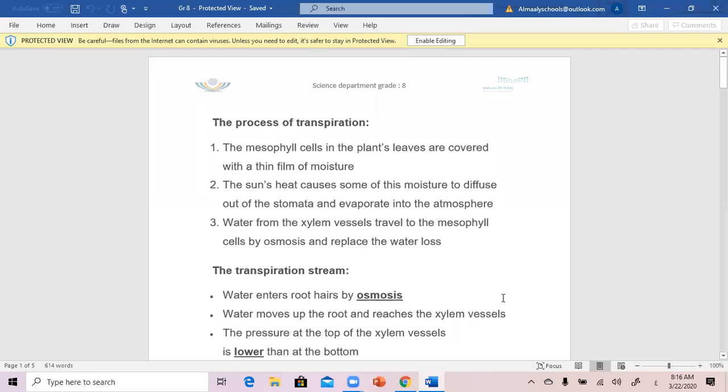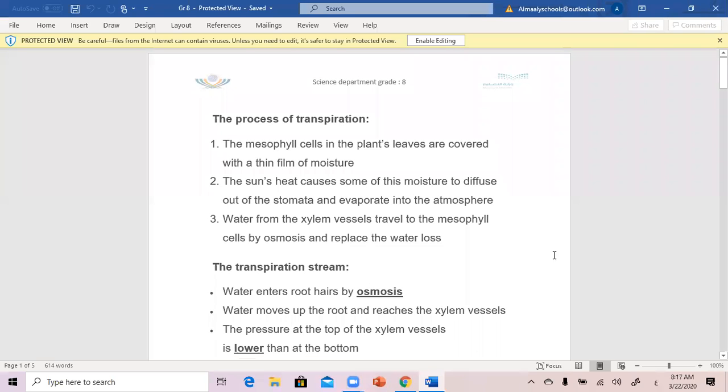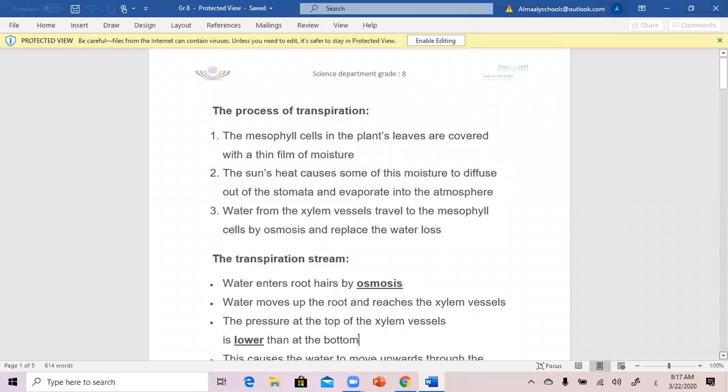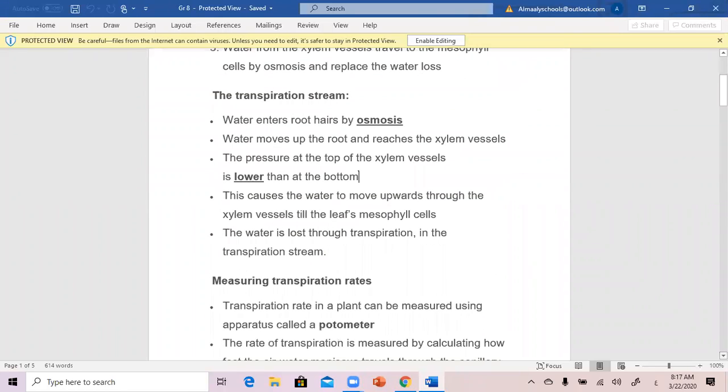Now, do you remember the structure of the leaf? The structure of the leaf consists of epidermis, then cortex, which contains mesophyll tissues called mesophyll. We have two kinds of mesophyll: palisade mesophyll and spongy mesophyll. Photosynthesis happens in the palisade mesophyll. The transpiration stream is that movement of water. Water enters the roots here by osmosis.